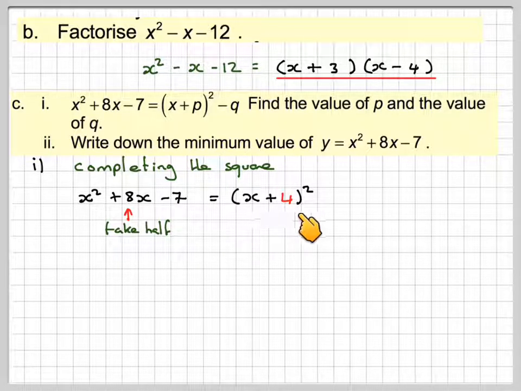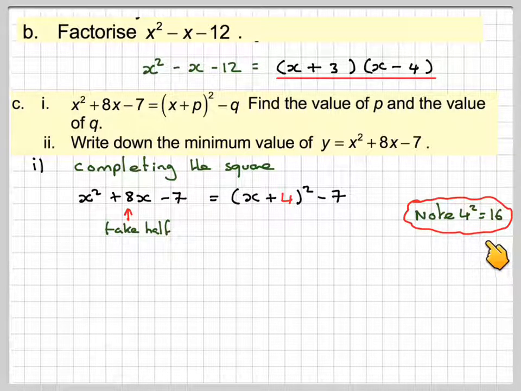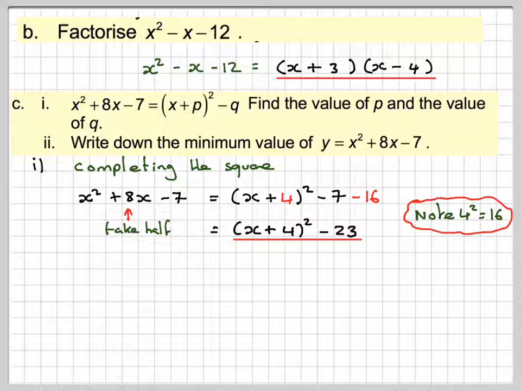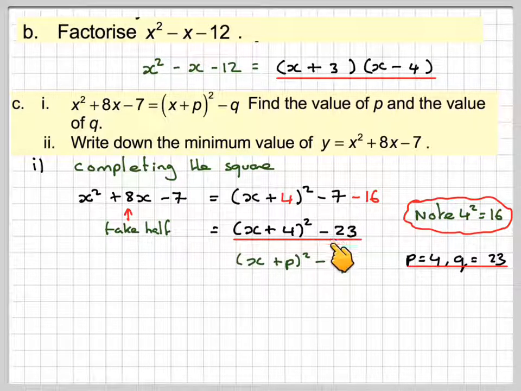Now if you work that out, you're going to get x squared plus 8x, and then you've got the 4 squared. The 4 squared will give me an extra 16. I've still got the minus 7 here, so I've actually added in 16 when I've done that. Therefore I need to subtract 16, and therefore it becomes (x plus 4) squared minus 7 minus 16, which is minus 23. That's now in the correct format, (x plus p) squared minus q, and therefore p is 4 and q is 23, because it says minus q there.